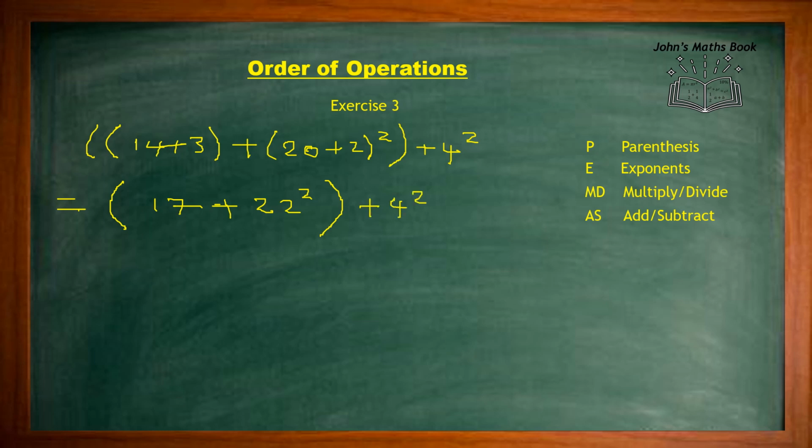So we'll do the outer bracket now. So we get 17. Now 22 squared is 484. Plus 4 squared. Now 17 plus 484 is 501. Plus 4 squared is 16. So the final answer is 517.